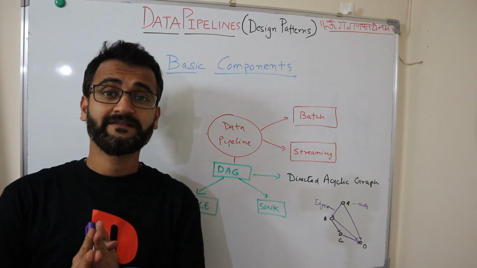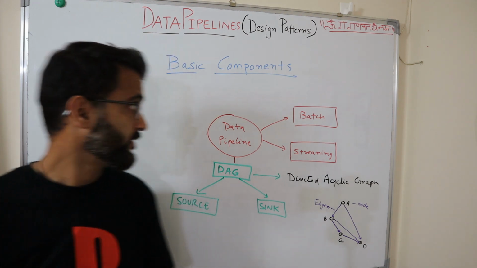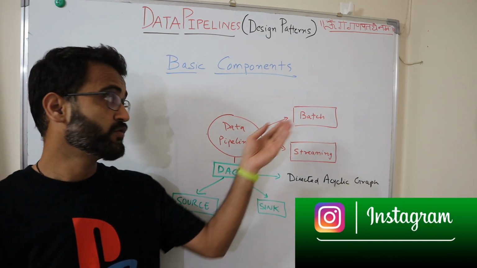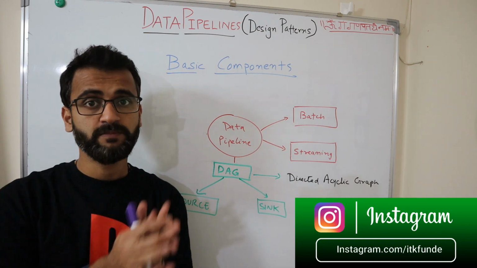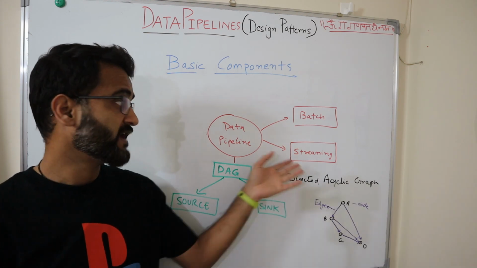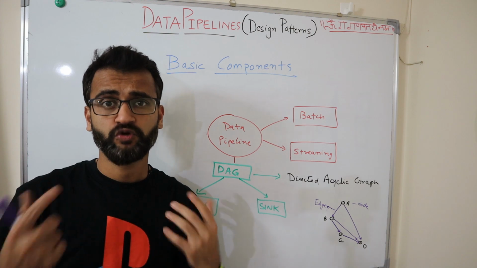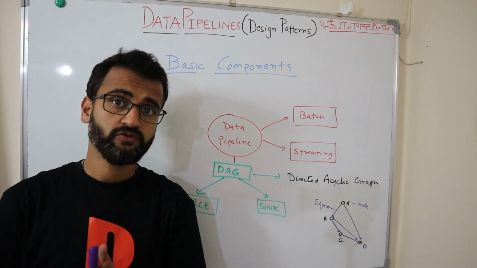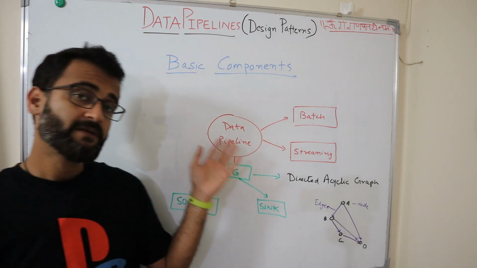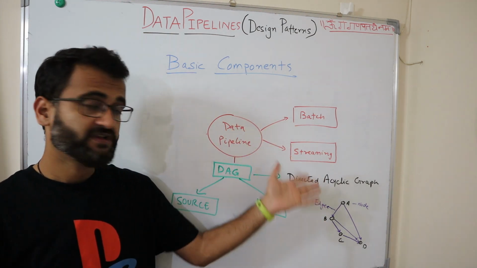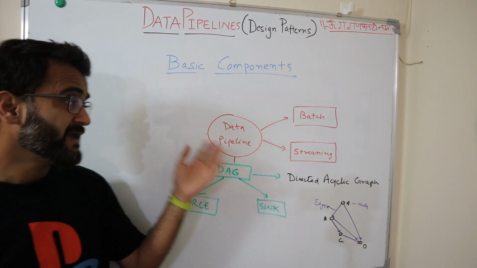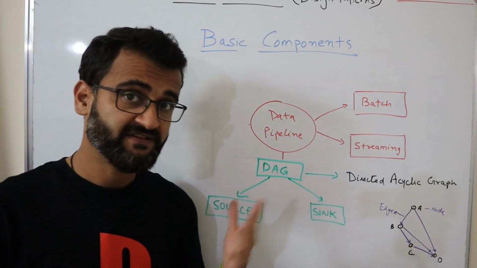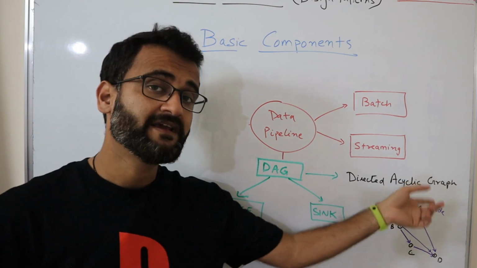So friends, let's understand some basic components of data pipeline. A data pipeline has two main types of designs. One could be a batch data pipeline which only processes the data in batches, and the other one is a streaming data pipeline which could be real time. We have talked about this in detail in our data pipeline basics video, so go check that out. So yes, a data pipeline could be batch or streaming, but basically what a data pipeline exactly consists of is a DAG design, which is directed acyclic graph.